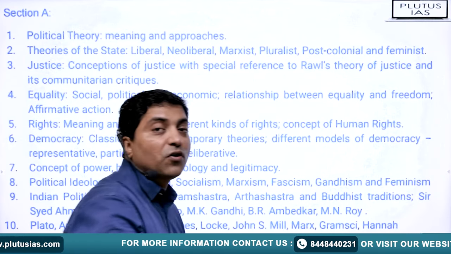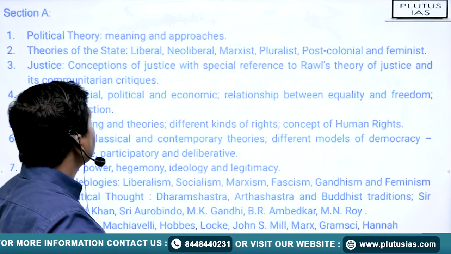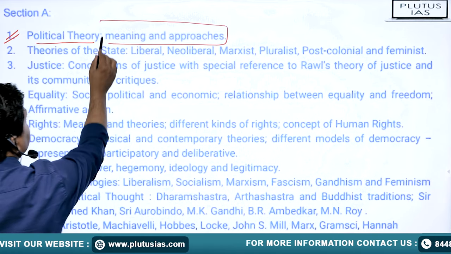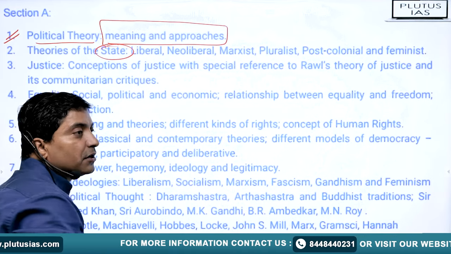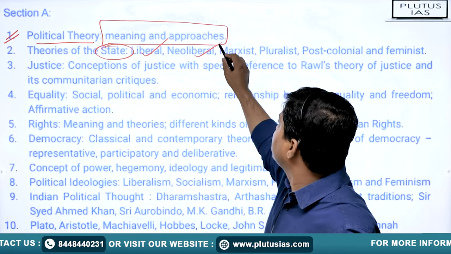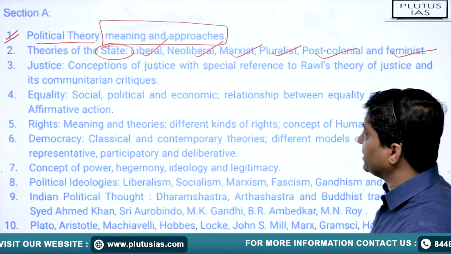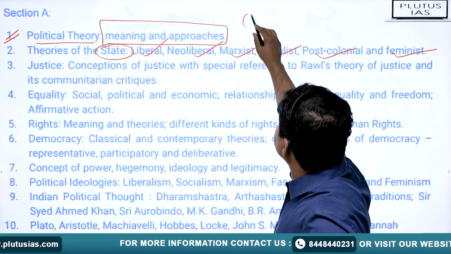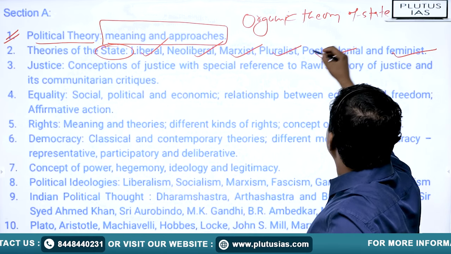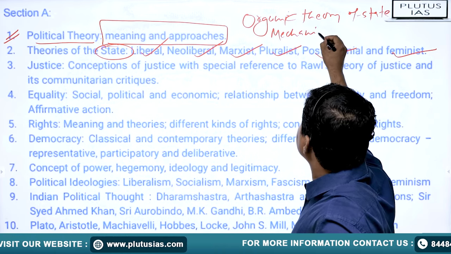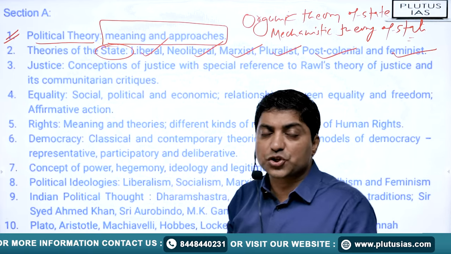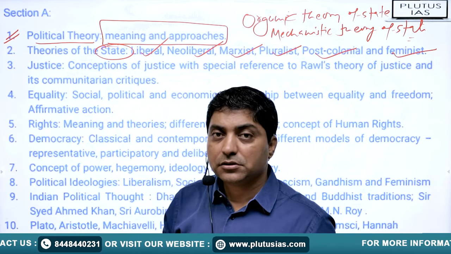Right. Now, let me go in detail. If you see section A of paper 1 and the syllabus, the first topic is political theory, meaning and approaches. And second is theory of state. Now, there are different theories of state. Let me tell you, there is a liberal theory of state, then the neoliberal theory, Marxist theory, pluralist theory, post-colonial theory, feminist theory, right? But we teach more, for example, the organic theory of state, or the mechanistic theory of state. So we teach a little larger than the syllabus so that a student feels comfortable in the examination.